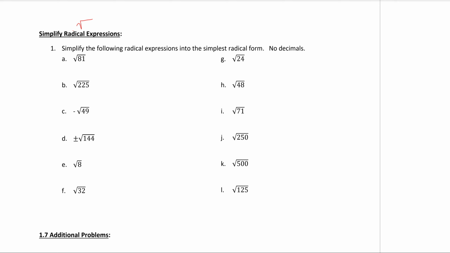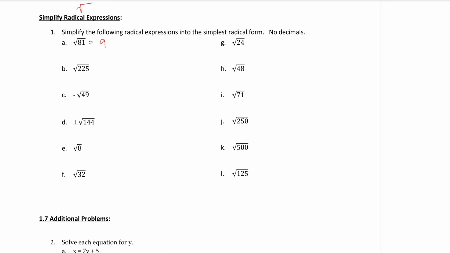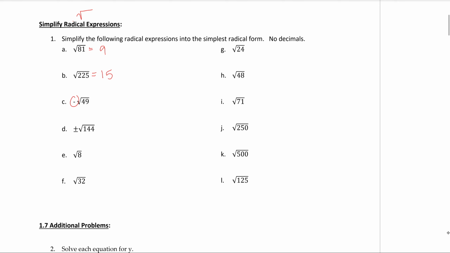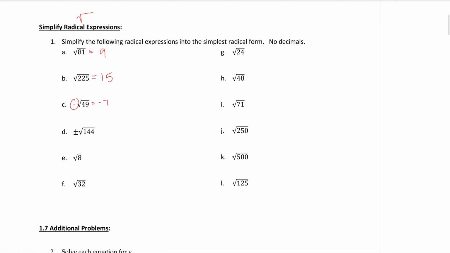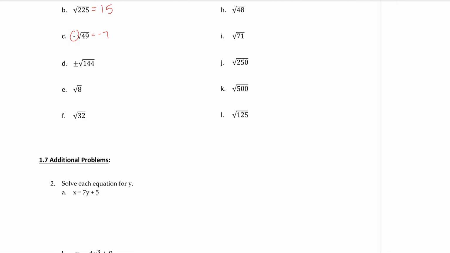So for part 1a, we look at the square root of 81. Well, if I know my math factors, I know that the square root of 81 is 9. Square root of 225, again, I can plug it into my calculator and I know that it'll give me a nice, pretty 15. Looking at C, I have a negative in the front, so no matter what, my answer is going to be negative. And the square root of 49 is negative 7.